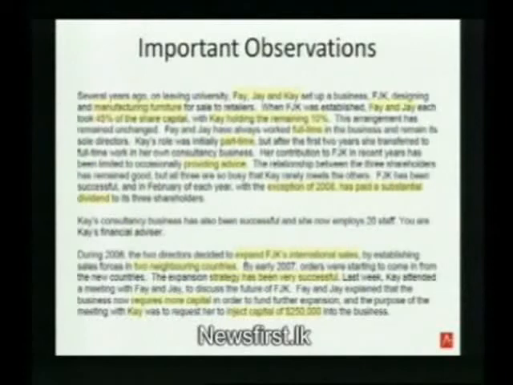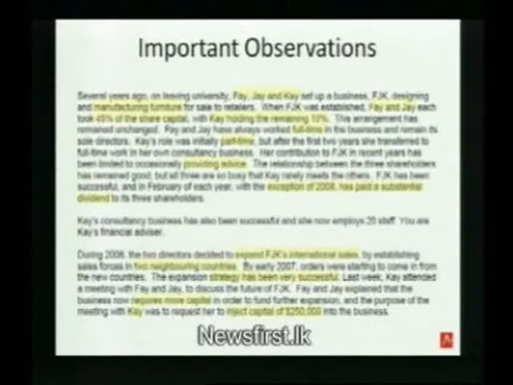Several years ago, on leaving university, F, J and K set up a business, FJK, designing and manufacturing furniture for sales to retailers. FJK was established by F and J, each took 45% of share capital, with K holding the remaining 10%. So the other two are 45% and K had 10%.